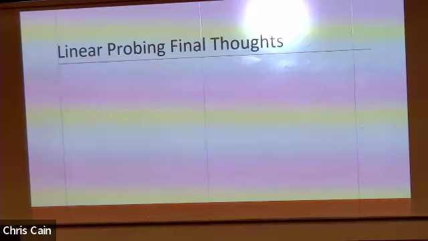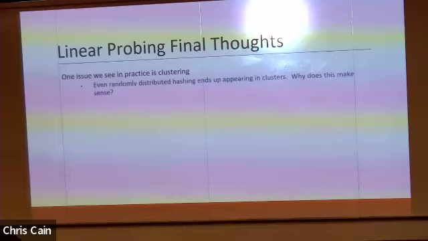So final thoughts on this concept of linear probing. The issue that we see when we actually do this in practice is what we call clustering. This means that even if your data is randomly distributed in what index it ends up hashing to, we see clustering, where there's a bunch of data that's stored right next to each other. Can anyone think of the intuition for why that would be the case, even in randomly distributed data?